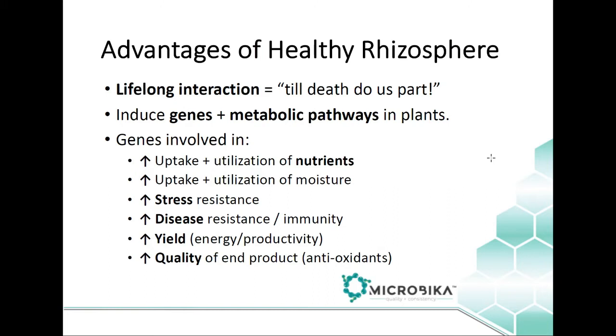And a very interesting one for me is the microbes in the rhizosphere are actually involved in switching on genes, for example, for antioxidants in the end product. So a healthy rhizosphere not only gives you yield, but it also determines the quality of the end product, for example, the antioxidant levels.